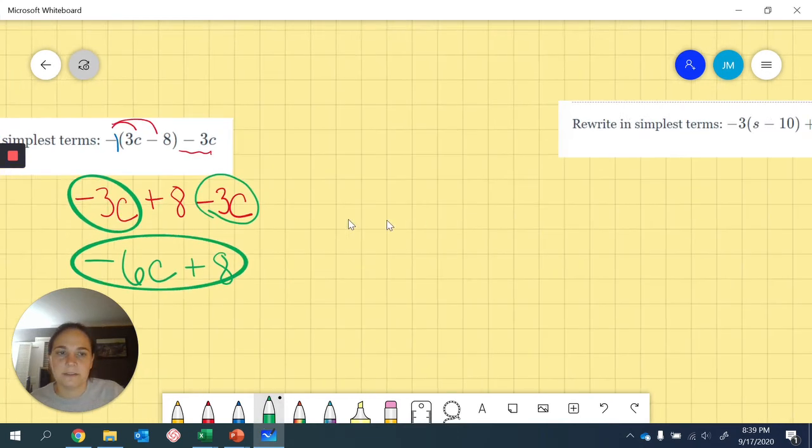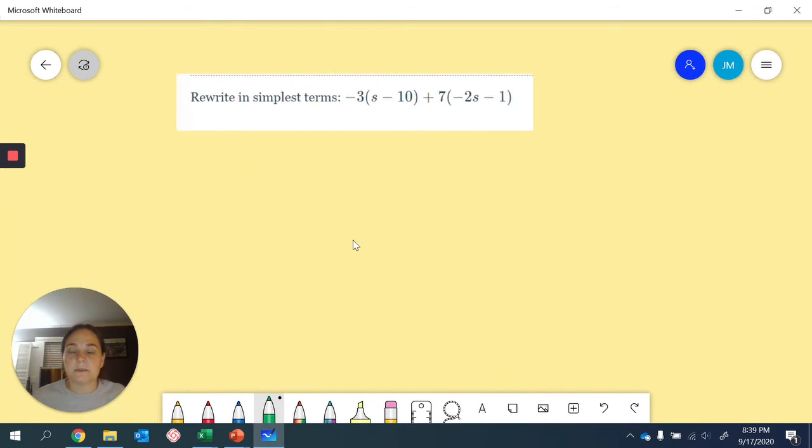Okay, final example here. Rewrite and simplify. Oh, this one's a doozy. I see 2 sets of parentheses. But that's okay. Just take it one step at a time. Take this negative 3 and we're going to multiply it in first. So negative 3 times s is negative 3s. Negative 3 times a negative 10 is positive 30. So that's the first one.